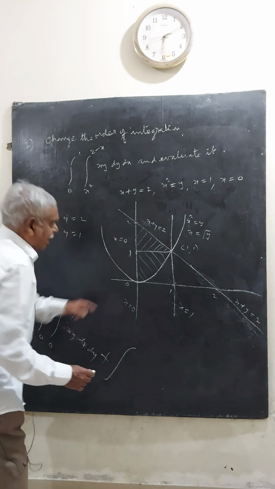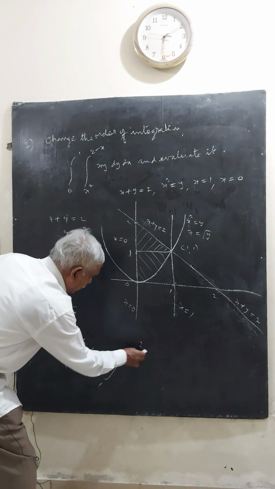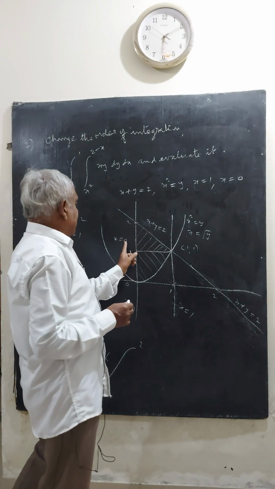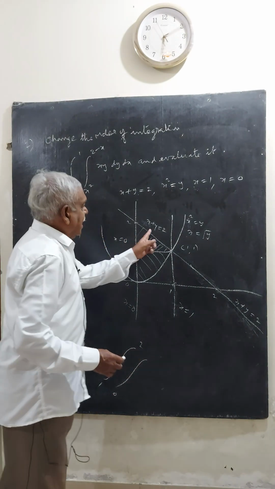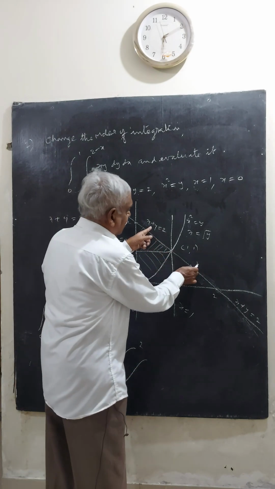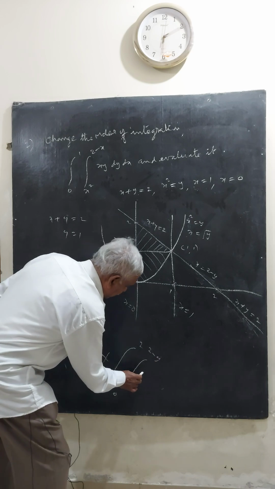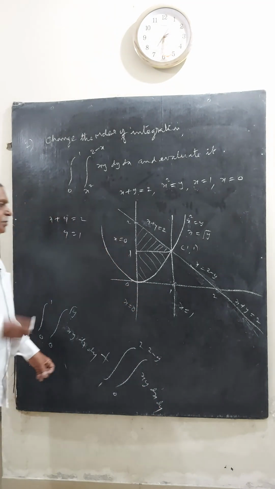Plus, another step is 1 to 2. The curve is left to right. Left is the curve x equal to 0. Right x is, here, x equal to 2 minus y. 2 minus y, xy, dx dy.